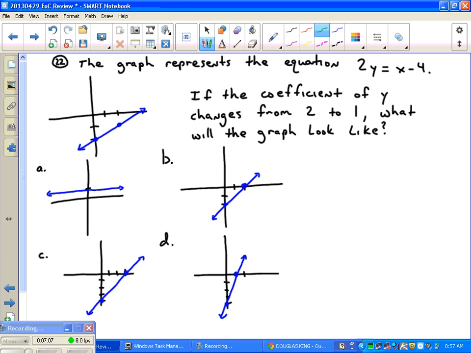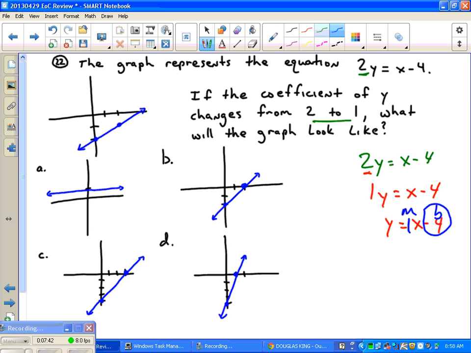22 says the graph shows 2y equals x minus 4. It says if the coefficient of y changes from 2 to 1, it actually makes this much simpler for you. Because the coefficient is 2, it changes from 2 to 1. So instead of 2y equals x minus 4, you're changing this 2 into 1y equals x minus 4. So all that gives you is y equals x minus 4. So it made it into slope-intercept form for you. y equals mx plus b. Again, your m value is 1, that's not shown multiplying by x. Your b value tells you where to begin, -4. So begin at -4 with your picture.